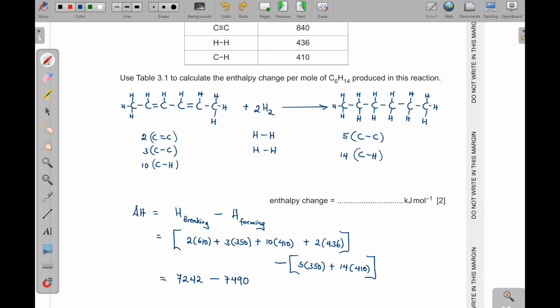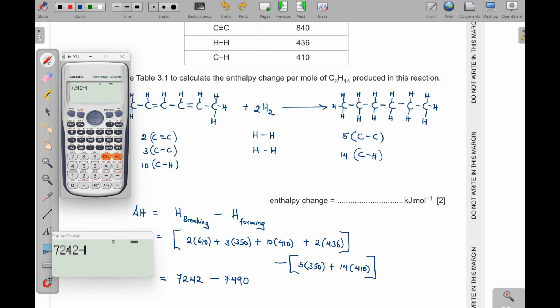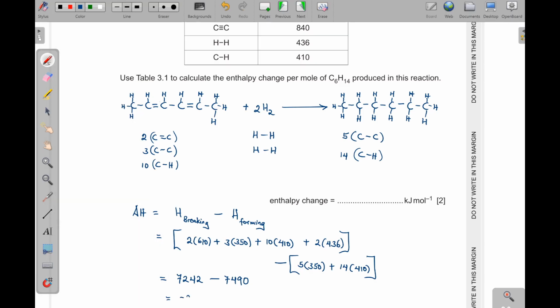Okay, so since the energy for formation of the bonds is bigger than this one for breaking the bonds, that means the total energy change here is going to be negative, okay? And that means the process or the reaction is exothermic. The forward reaction is going to be exothermic, or if it is an equilibrium. And if the energy for breaking is bigger than the one for formation of bonds, that means the whole process is going to be what? Endothermic. So what is the difference here? 7242 minus 7490. We get negative 248.